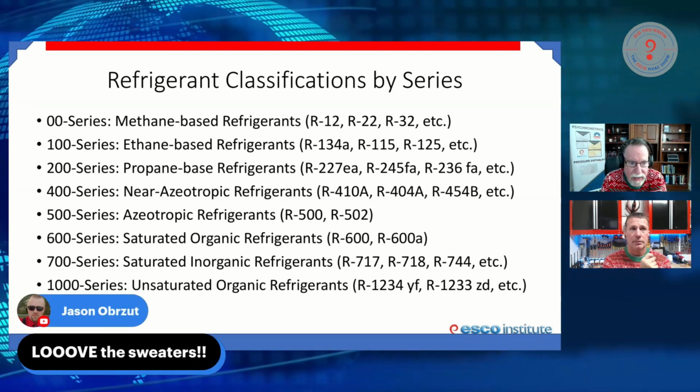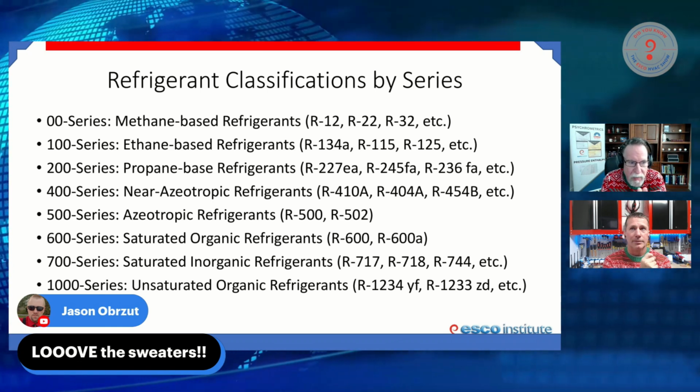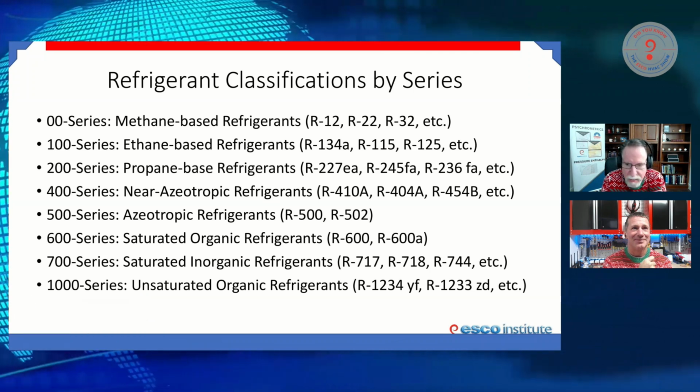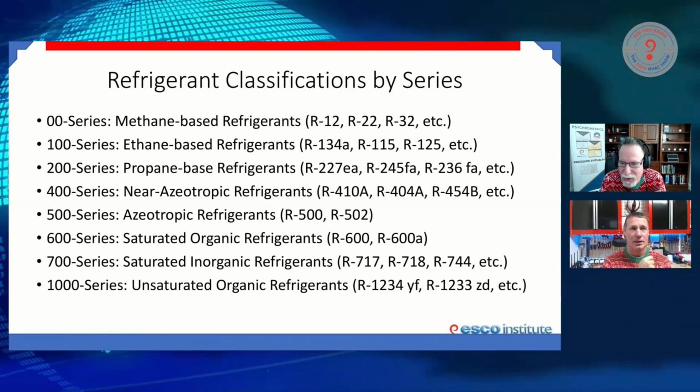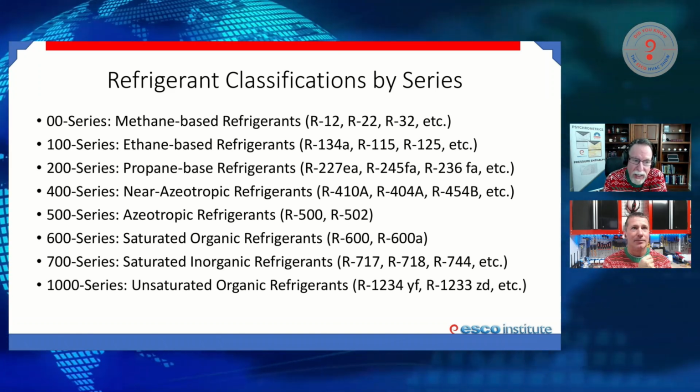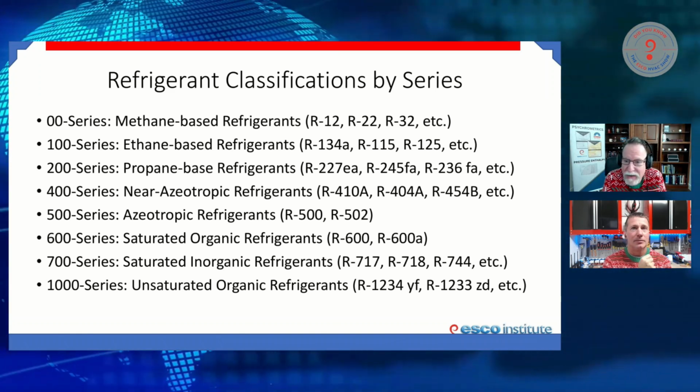These are blends. These are near azeotropic blends. And then we have our 500 series. The 500 series, those became contraband back January 1, 1996, our beloved 500 and 502. We're going to touch on our 600 series and our 700 series.